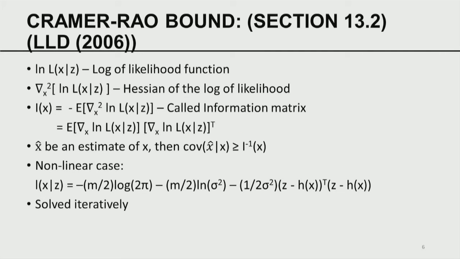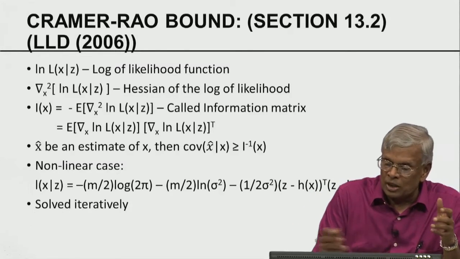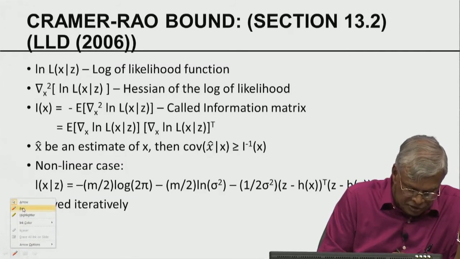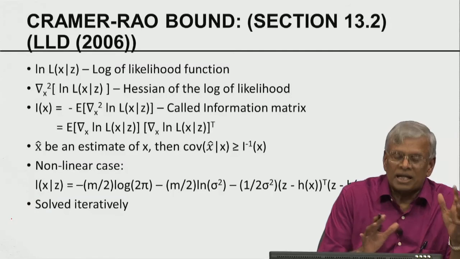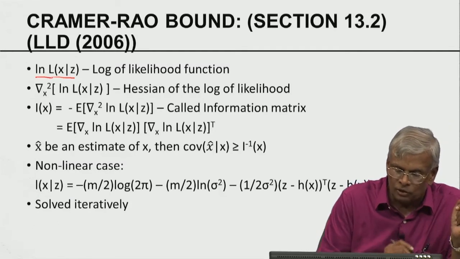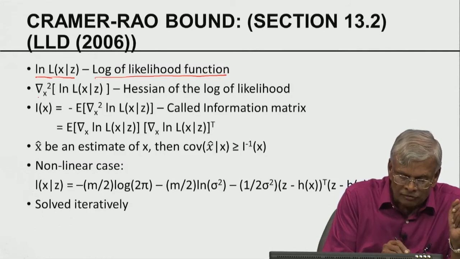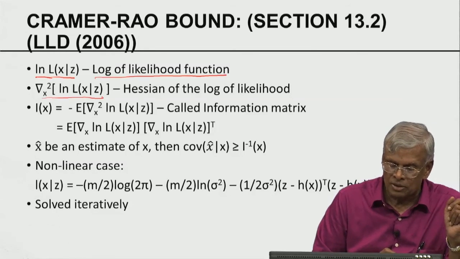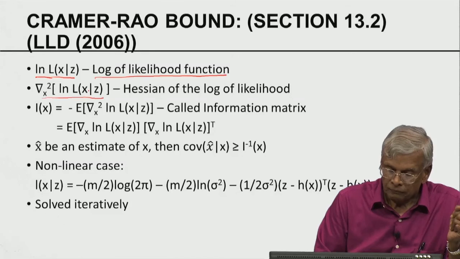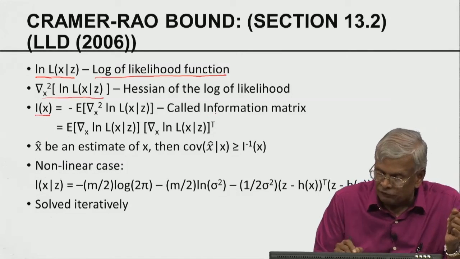Now I would like to talk about another related property. That's what's called the Cramer-Rao bound, in the sense of the intrinsic optimality of the maximum likelihood estimate. This is the likelihood function. This is the log of the likelihood function. The Hessian of the log of the likelihood function with respect to x, we can compute that. The Hessian exists. This is called the information matrix.